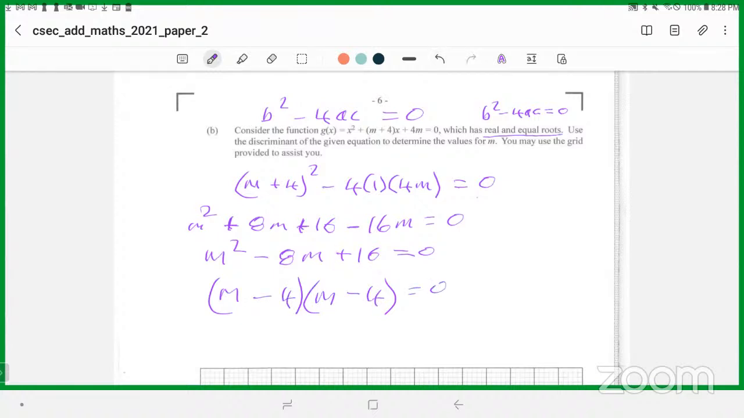That's a perfect square. So we get m equals 4. This gives me m equals 4 and this gives me m equals 4. So it's m equals 4 repeated. Why did I say repeated? Because it came from a quadratic equation. So the 4 is repeated and the question said values, plural. So it's m equals 4, m equals 4.